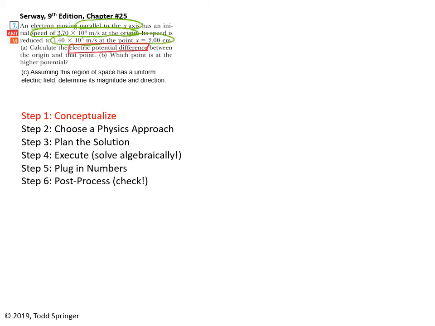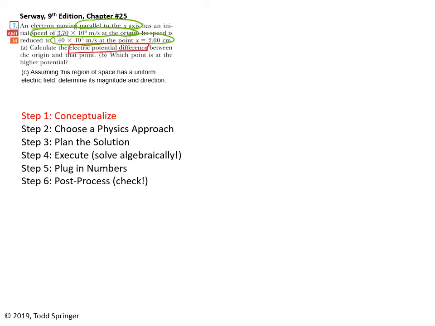One of the first things I like to do when I'm processing the information in a problem is to circle the things which I think are important. So I've circled in green things that we should pay attention to. The electron's moving parallel to the x-axis. We have an initial speed of 3.7 times 10 to the 6 meters per second at the origin. And we have a final speed at the point x equals 2 centimeters.